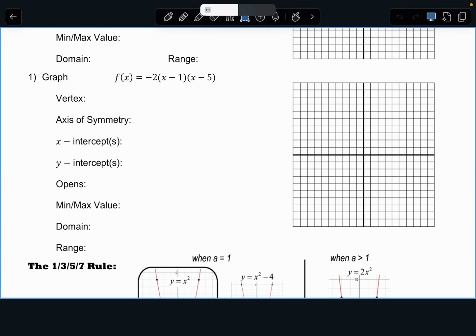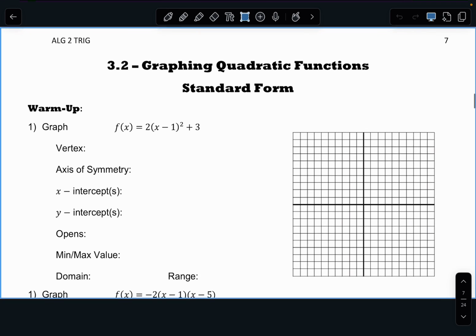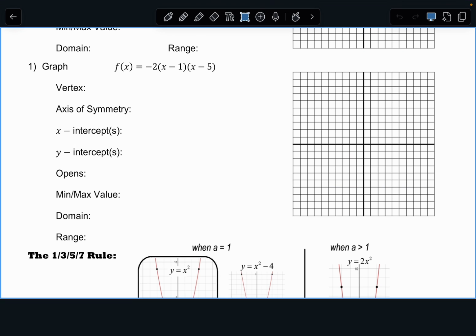Then I'm going to show you the trick, and then we're going to use the trick for the first problem, and then we'll actually get into what we're doing today. Does that make sense? Okay, this one. What form is this equation in?